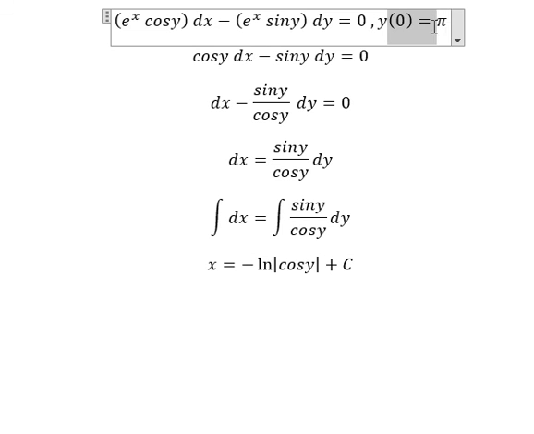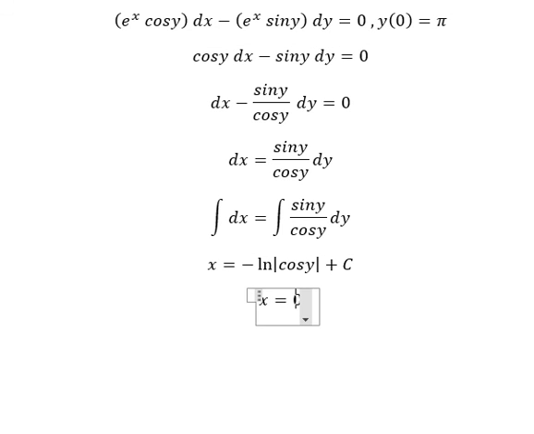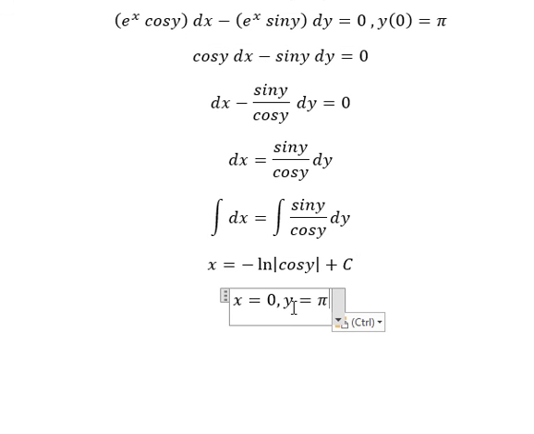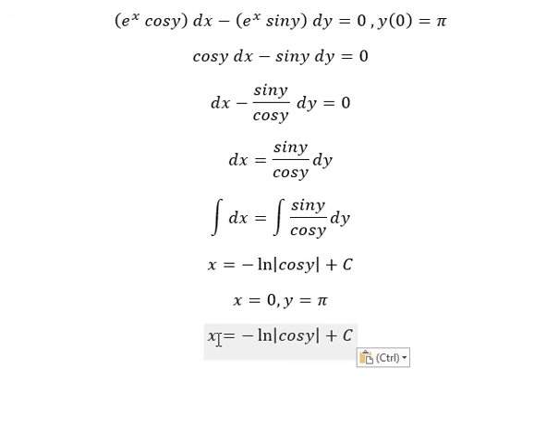Now we have the conditions. That means when x equals 0, y equals pi. So we use this to find the value of c, the constant. So we put 0 in here, and pi in here.